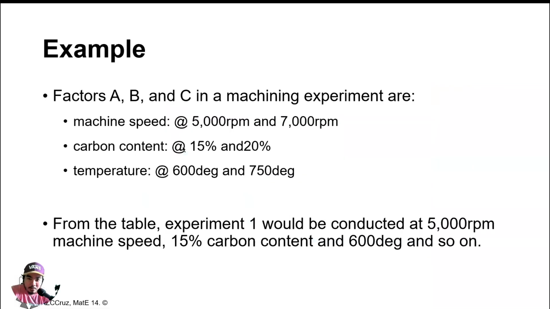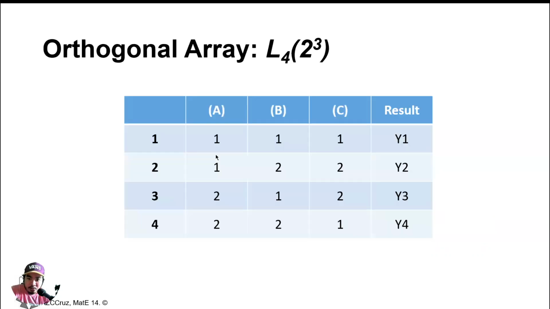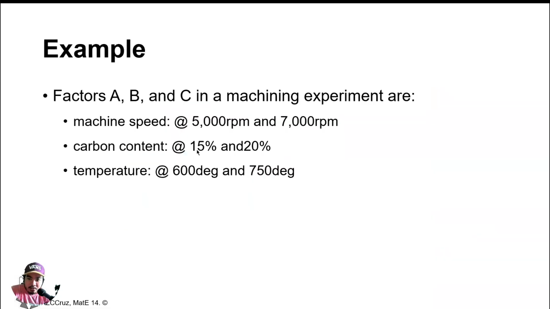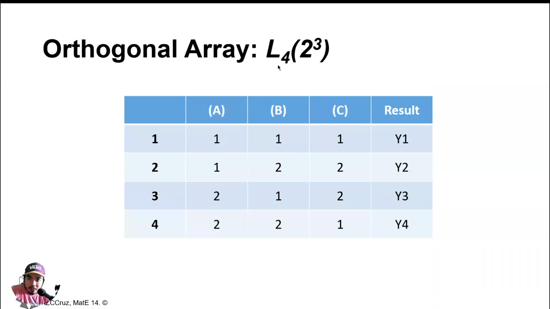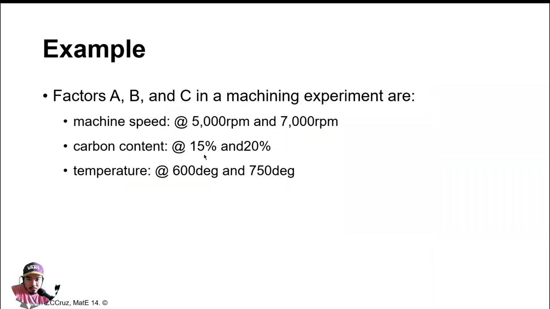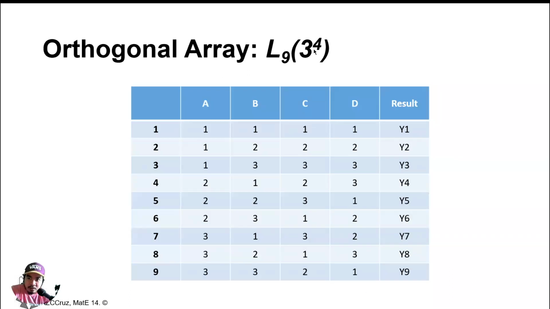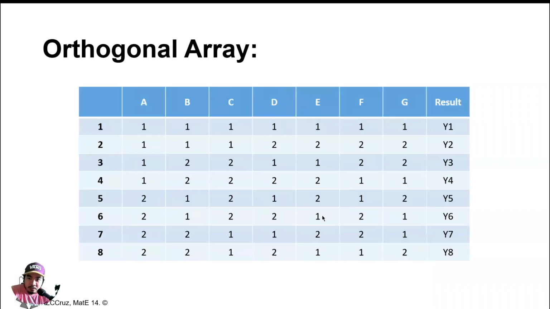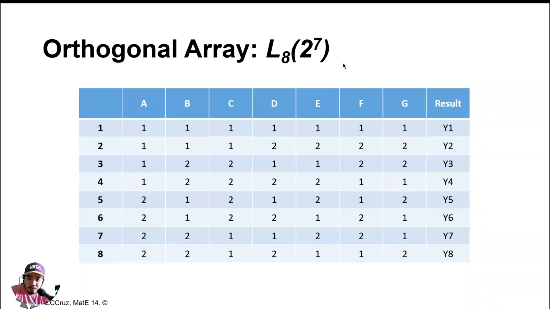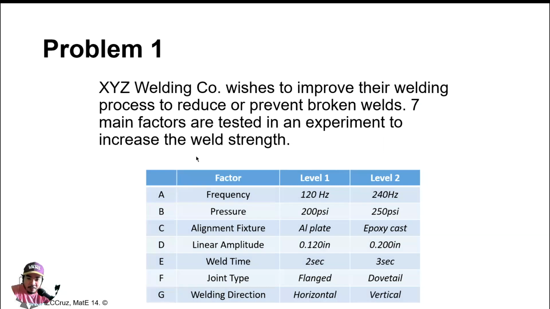Okay. So, ito yung isang example lang ng L4 2 to the 3. Ito machine speed, puwedeng 2 levels per factor tas 3 factors. Tapos puwede rin if you did 3 levels tapos mayroon kang 4 factors, then you can have L9 3 to the 4. Ito yung pinakita ko sa inyo kanina. Then you can also have L8 2 to the 7, no? And I think pinakita ko rin 'to, L8 2 to the 7. Okay? So let's try this.